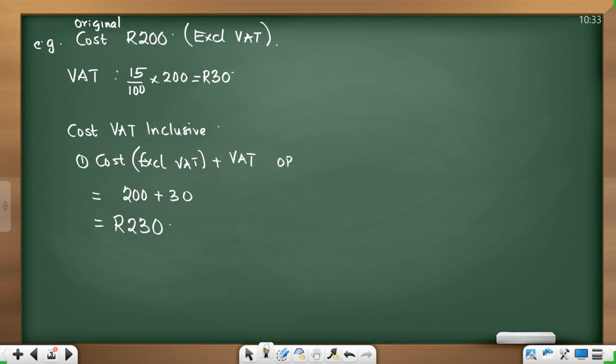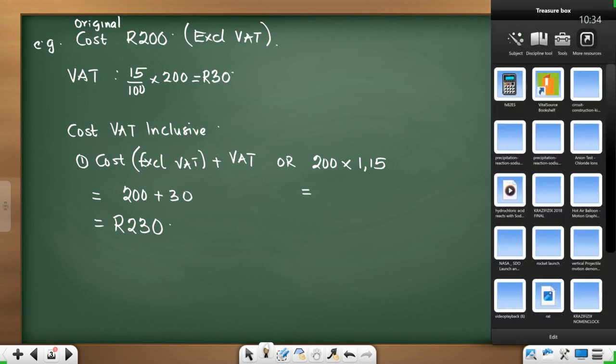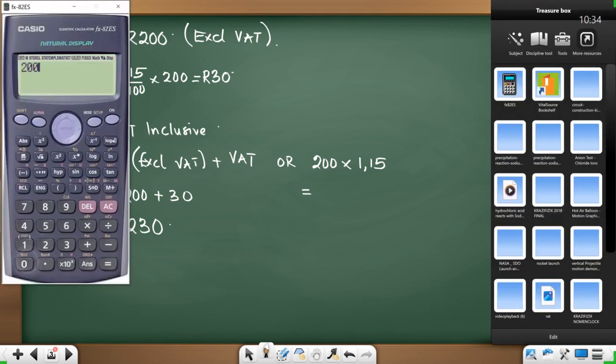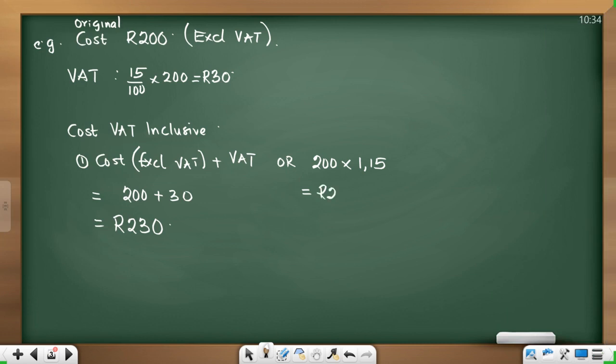Or I could work with percentage by saying 200 times 1,15. You'll be shocked at what we will be getting. Working with percentage, times 1.15. Check your answer, 230 as well. So you need to know and read the question very well to see what you are doing. So you can multiply by 1.15 or you can add the value.